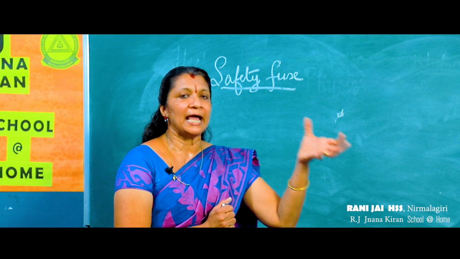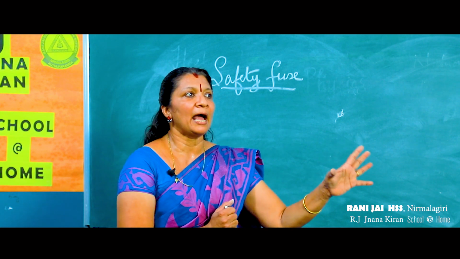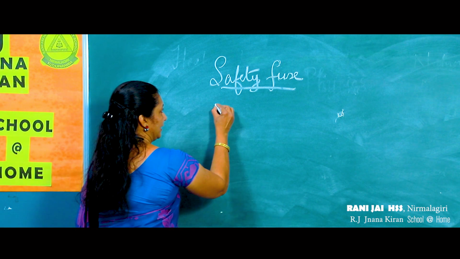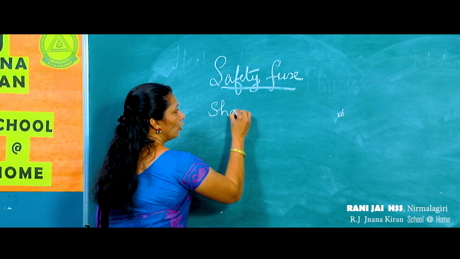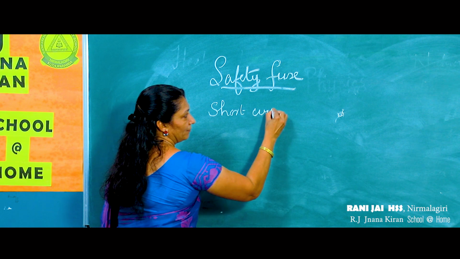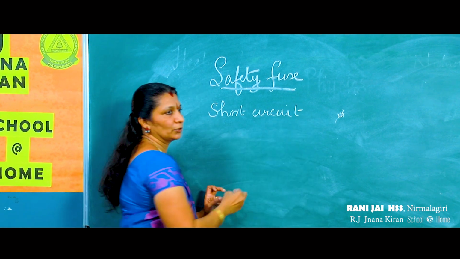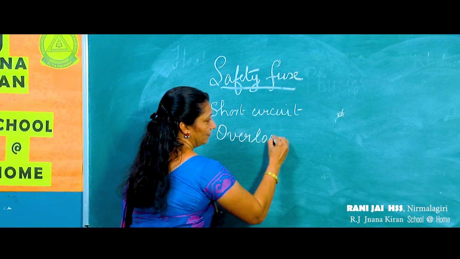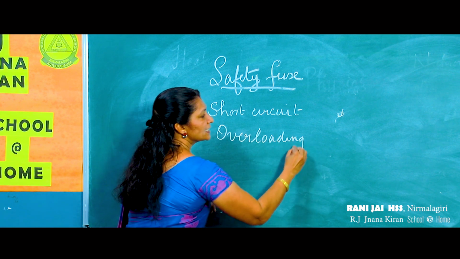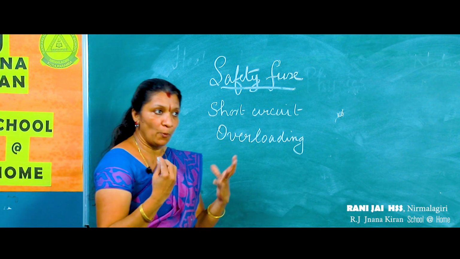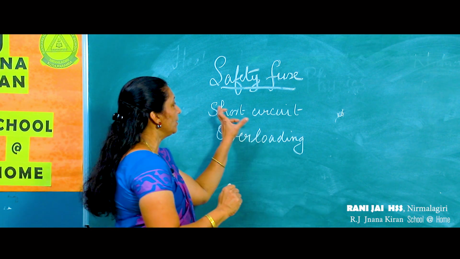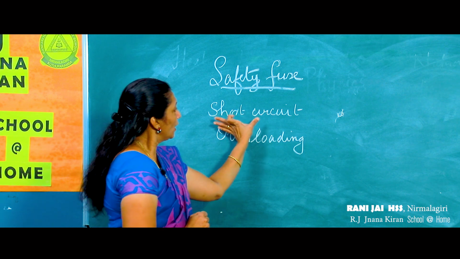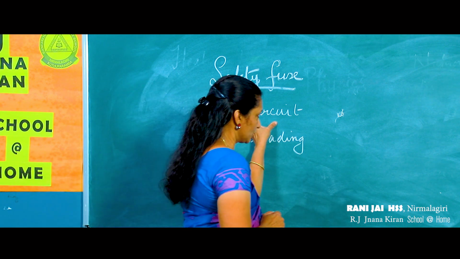So when you pass electric current, what will happen? There are two circumstances here. One is called short circuiting or short circuit, and another is overloading. These are the two circumstances when more electric current will be passing through a circuit. For example, let us see the first one. Short circuit. What is meant by short circuiting?